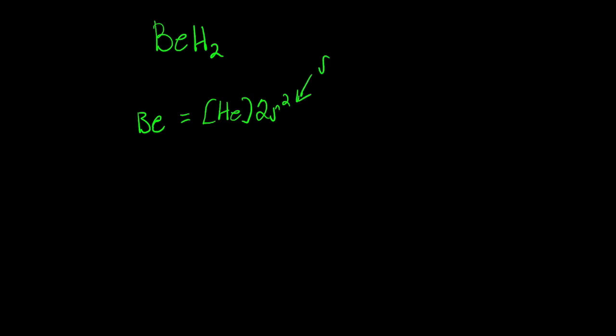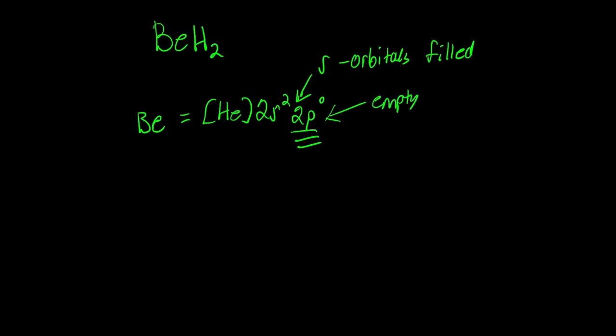All right, so let's talk about the bonding in BeF2. Actually, BeH2. So beryllium, if you remember from the periodic table, is element number 4. So it's got a core and 2s2. So we have s electrons, and we technically have 0 electrons in the p shell. It's in group 2. It has 2 valence electrons. It's got s orbitals that are filled, and it's got empty p orbitals.